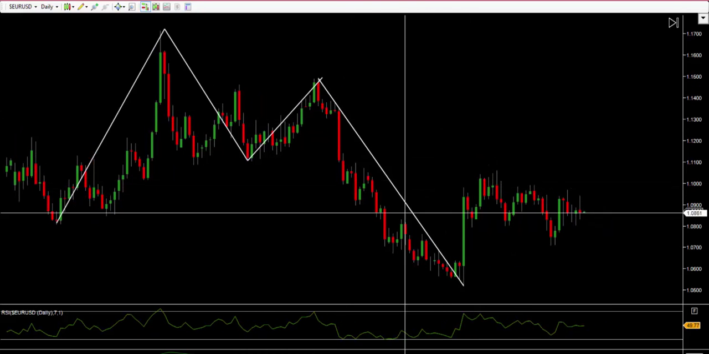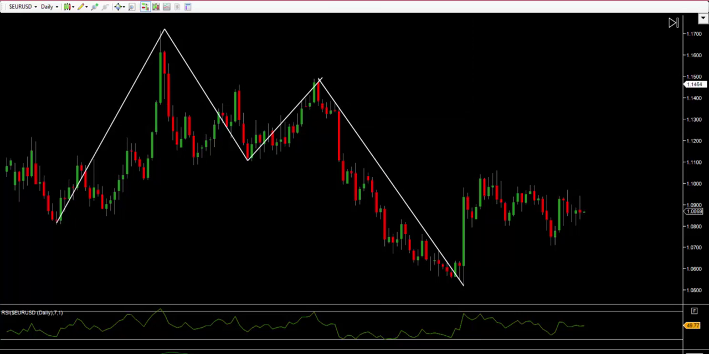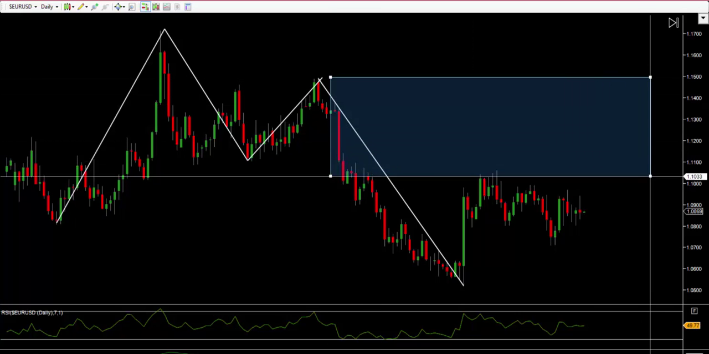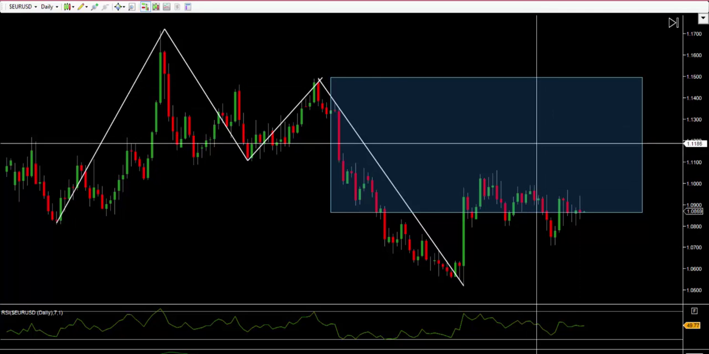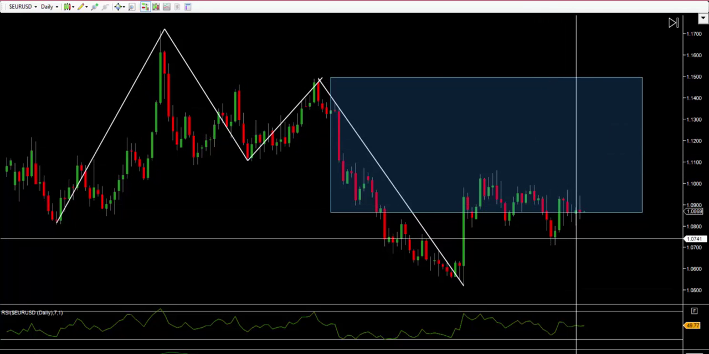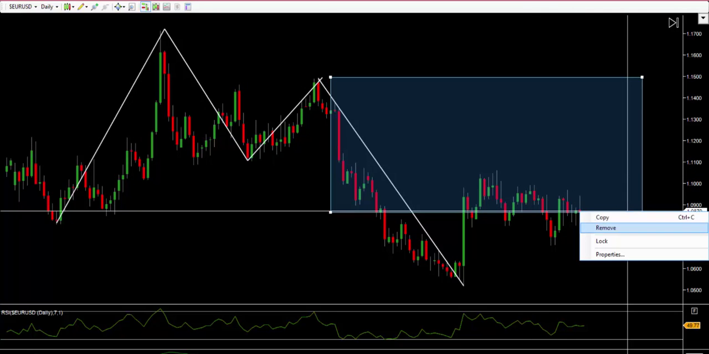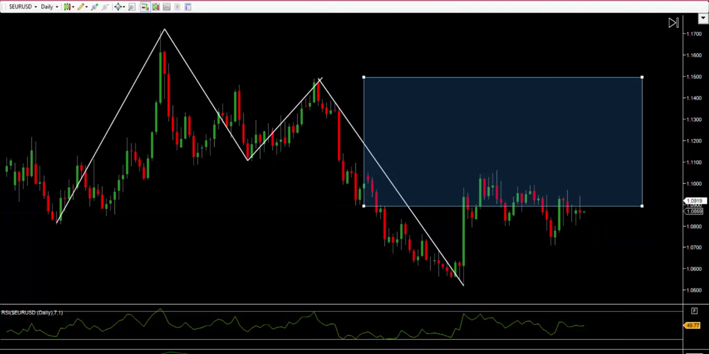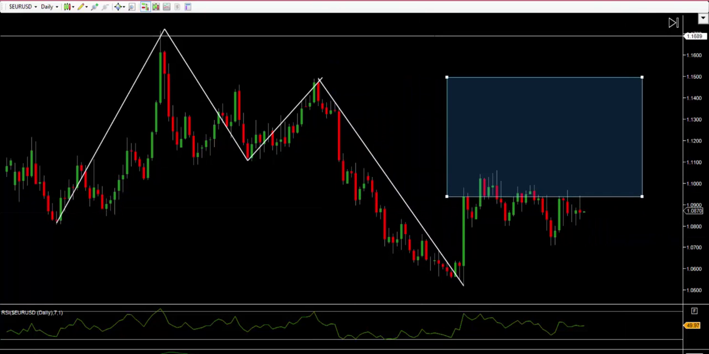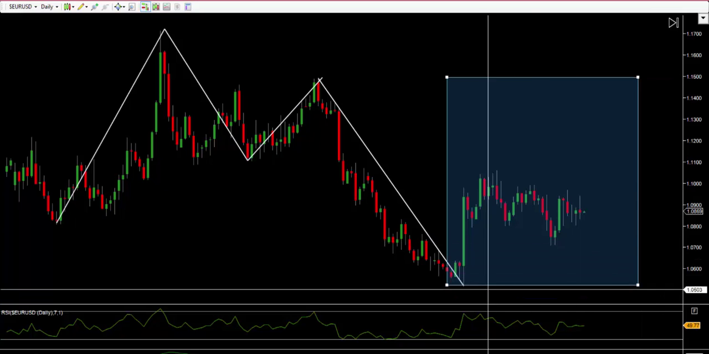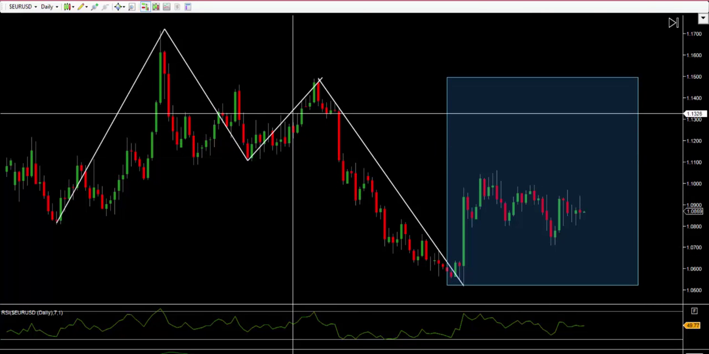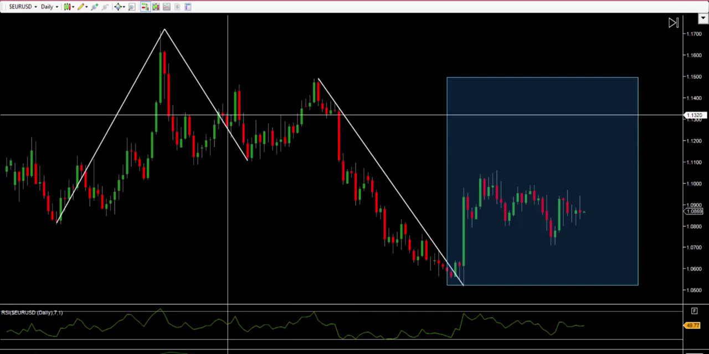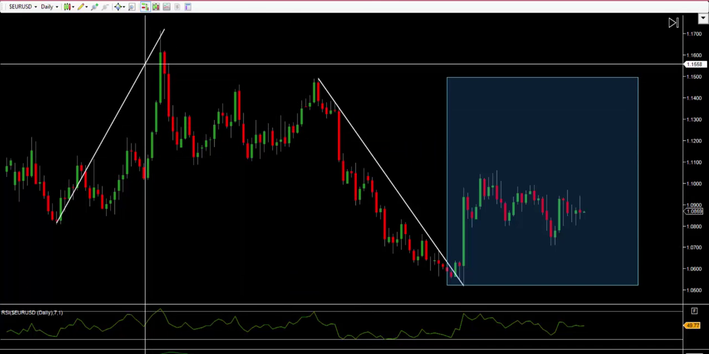So I'm bearish. I do have a zone from here to here, or where price is. This whole area is a potential reversal zone, all of this box here. So what I'm looking for is an opportunity on the daily chart to take a reversal.